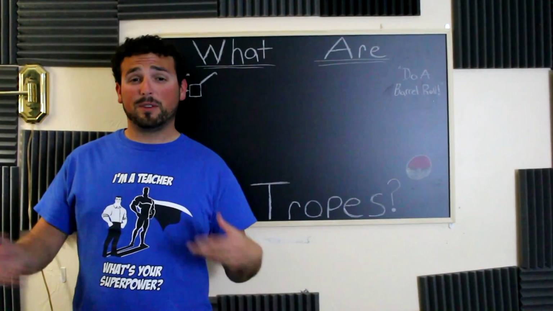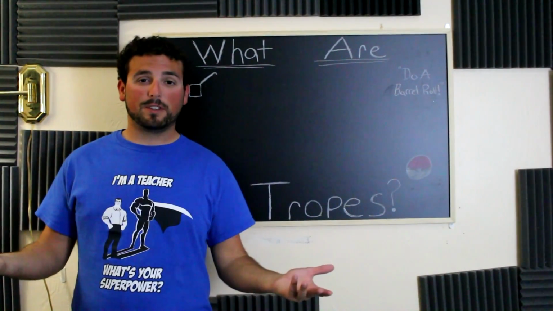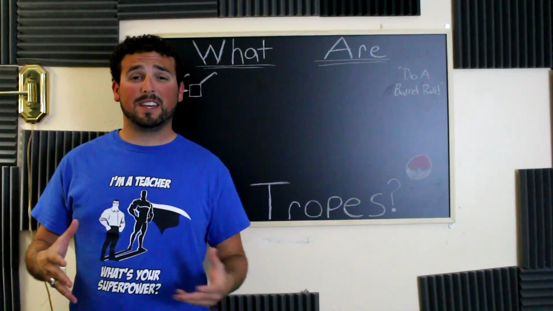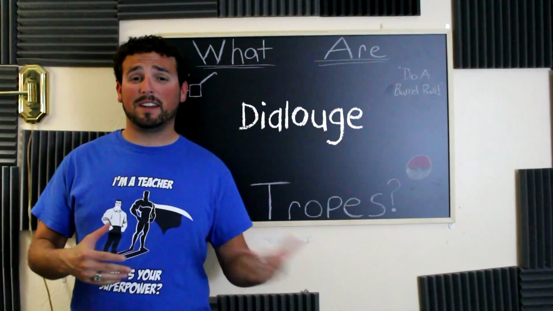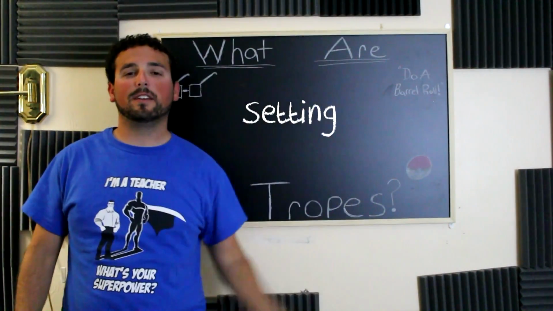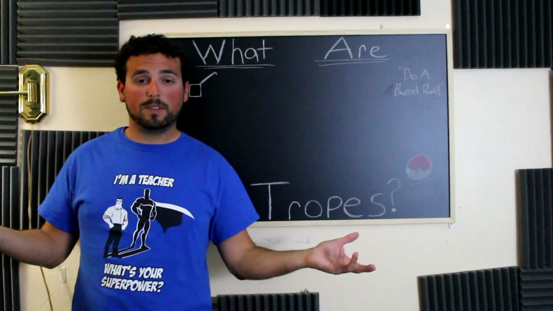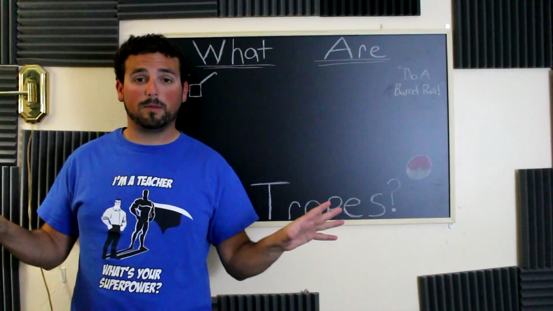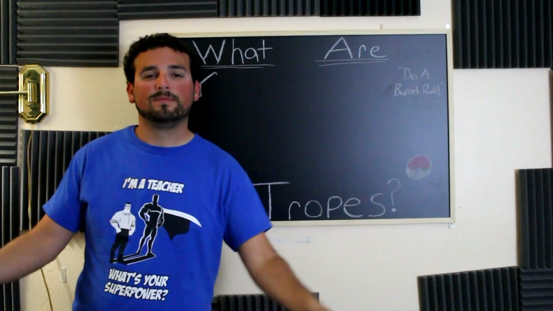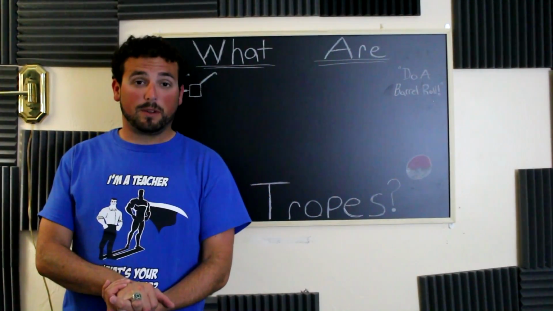Up next, we're going to talk about the most numerous kind of trope that you're going to see on this segment. We have narrative tropes. These are tropes that talk about things such as dialogue or characters, plot, conflict, setting, all those lovely things that we see most commonly in any work of fiction. Anything that you might see in a work of fiction.